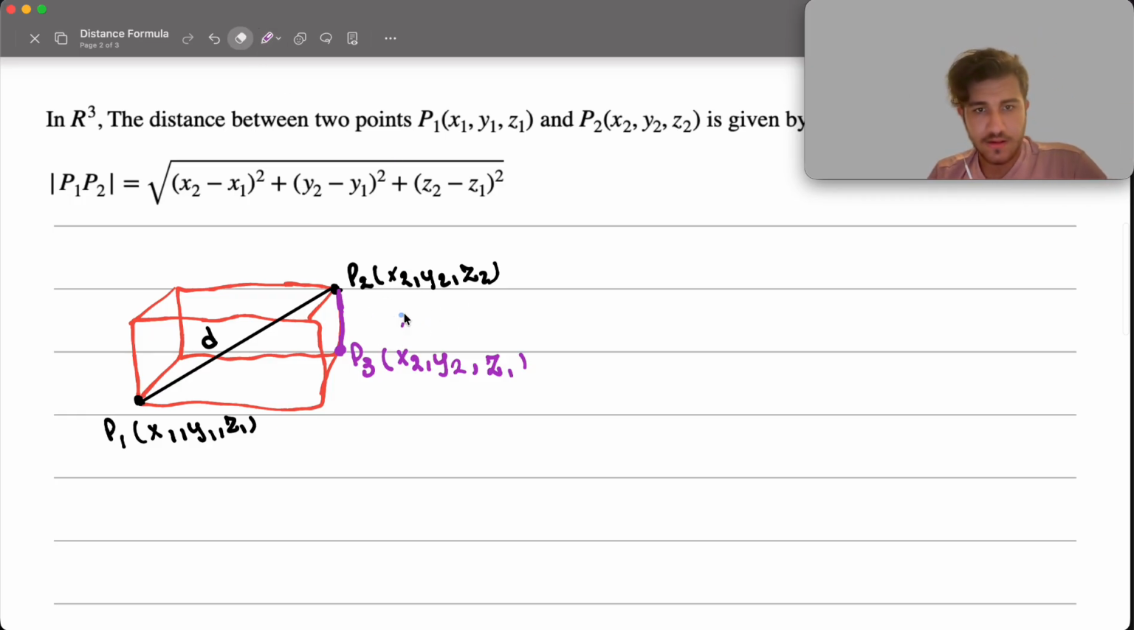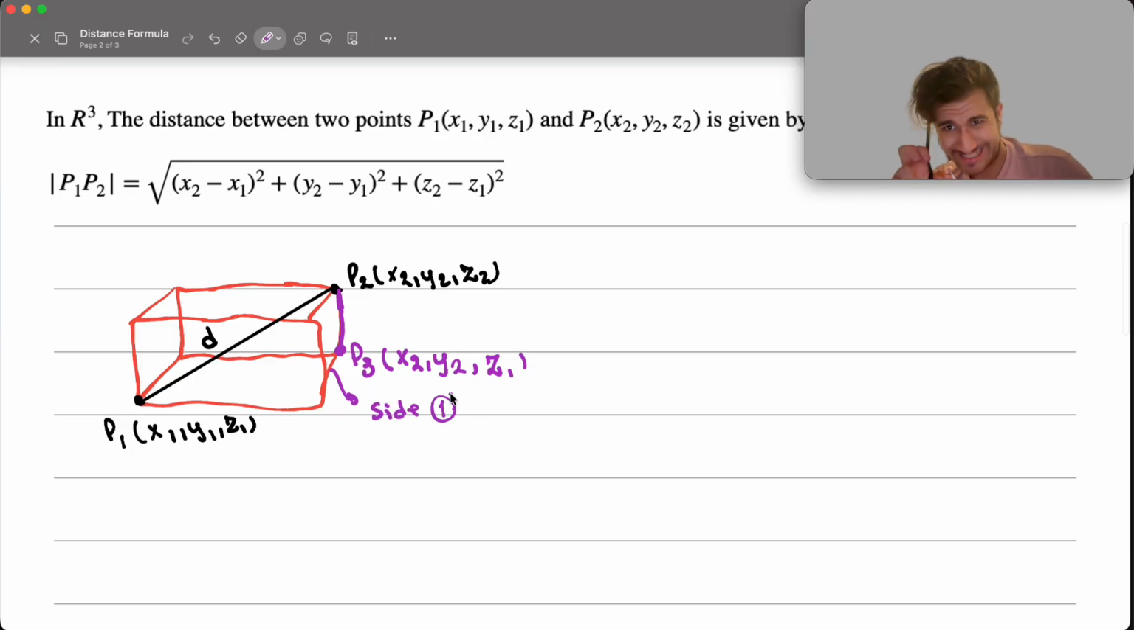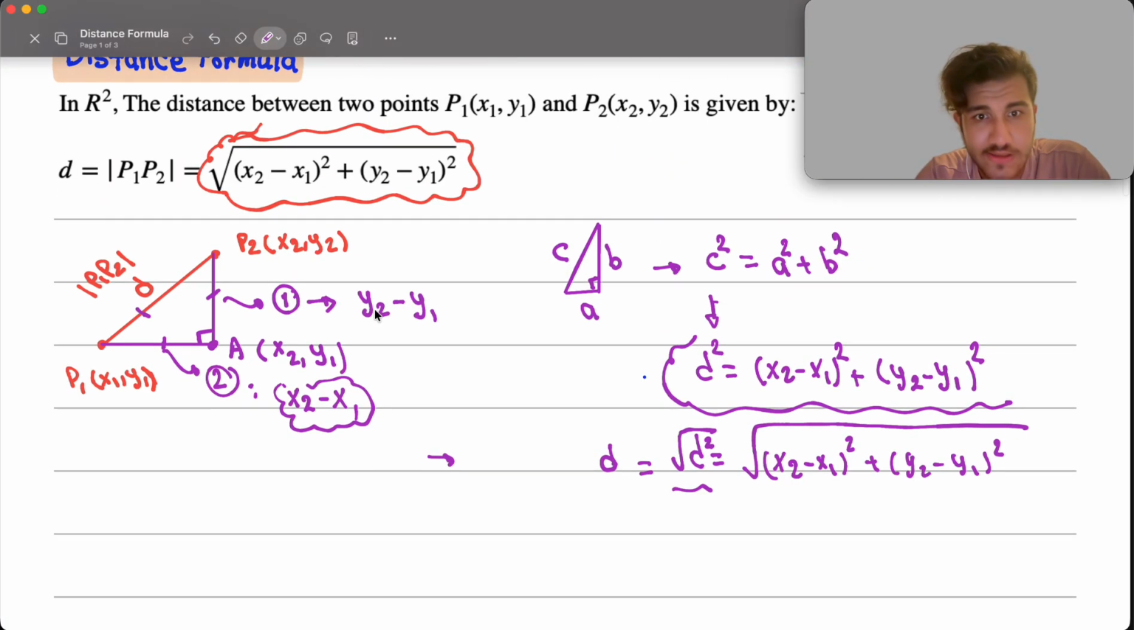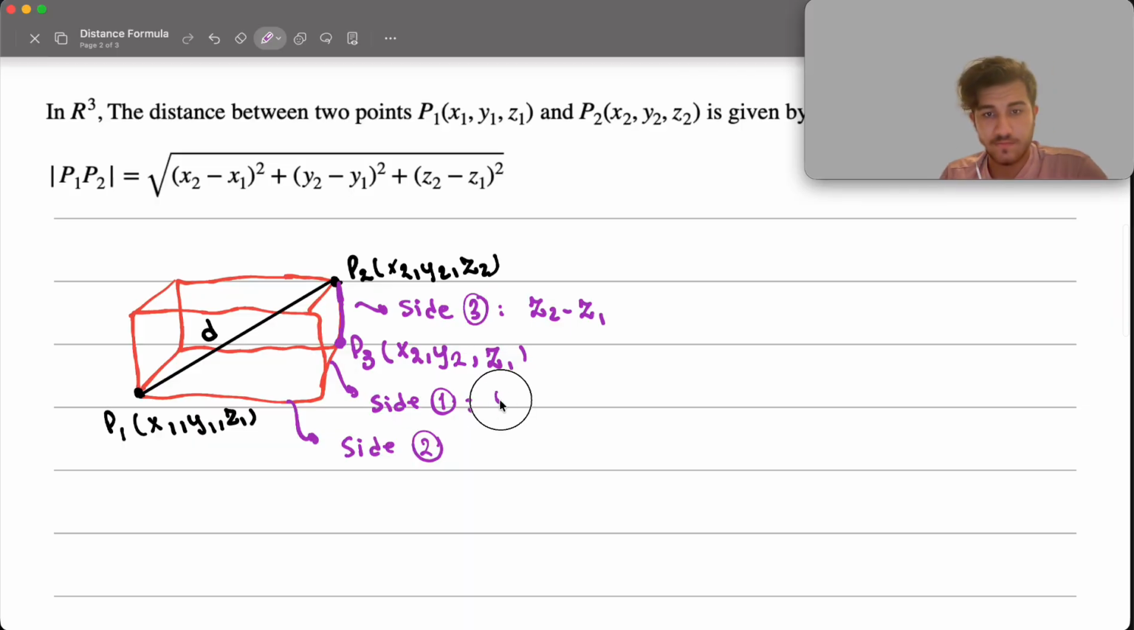Then let's say this was side 1 from the previous R2 or 2D example, and this is side 2, and this is side 3 over here. The side 3 is just z2 minus z1. Side 1, from the previous example, is y2 minus y1. Side 2 was x2 minus x1.